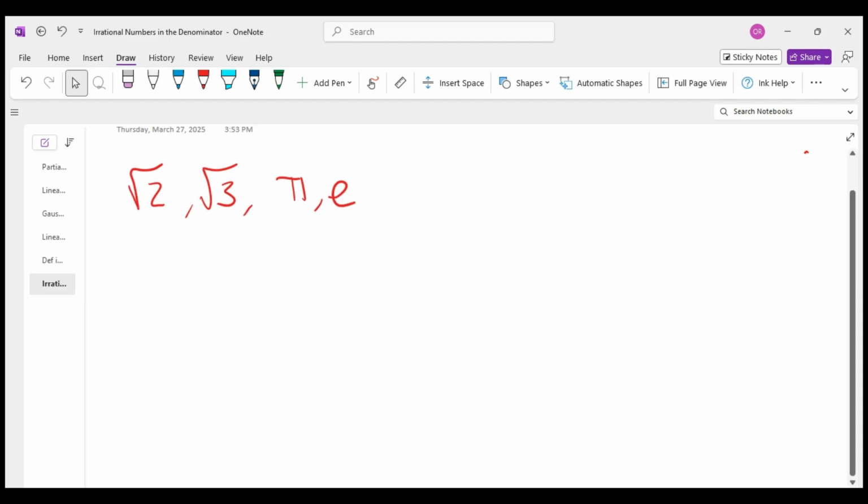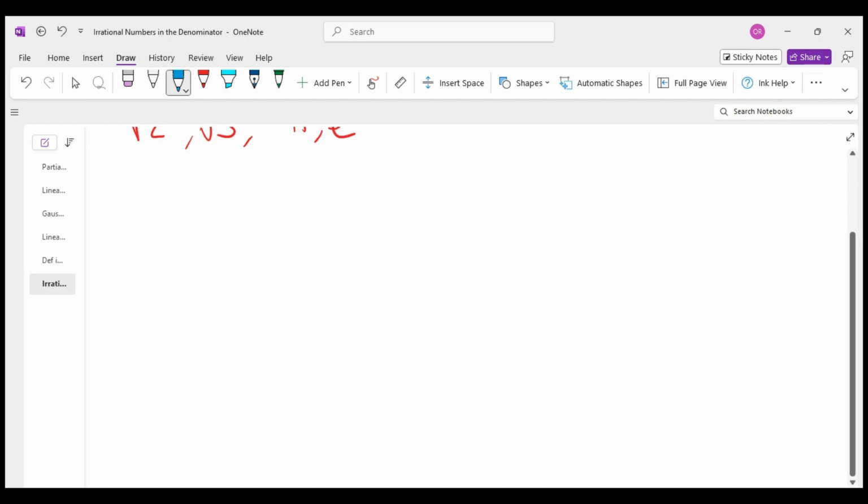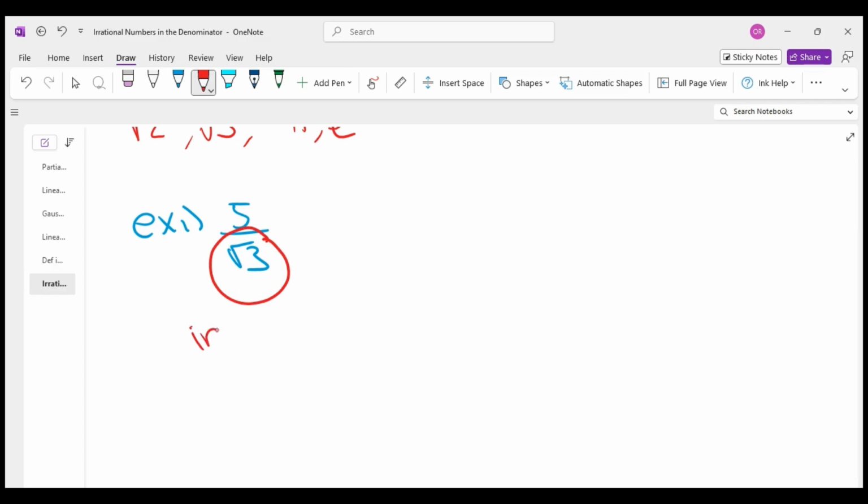So, first, when rationalizing the denominator, when an expression has an irrational number in the denominator, we often have to rationalize it to remove the irrational number from the denominator. This involves multiplying by a form of 1 that will eliminate the irrational number. So, for example, if we have 5 over the square root of 3, this square root 3 is an irrational number.